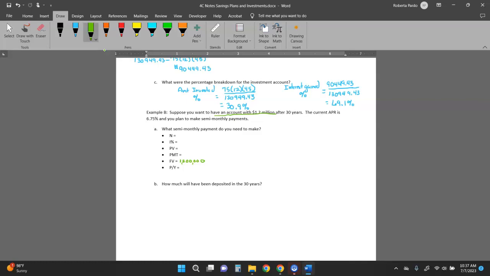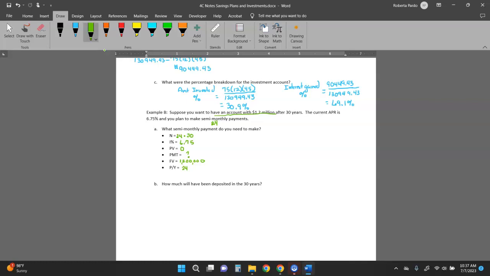Okay, so we know that this is going to be times 30. The current APR is 6.75%. We want to make semi-monthly payments, so that's 24. That's 24 times, twice a month. So that's 24 times 30. Our present value is 0. We want to know what that payment is. So now we have our question mark on the payment.